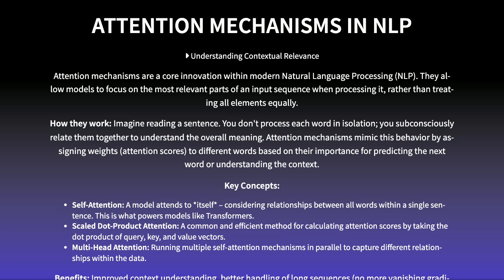There are different kinds of attention, including self-attention, where a model looks at its own sentence to figure out relationships between words, and multi-head attention, which lets it look for multiple types of connections simultaneously. This has been huge in making models like transformers so powerful.